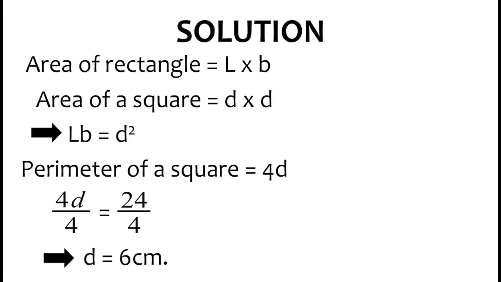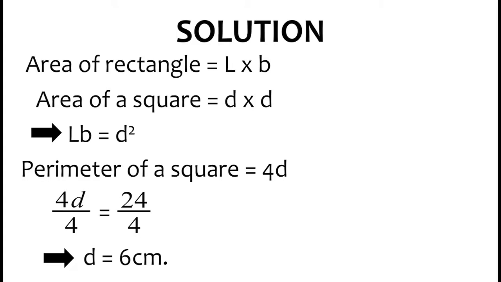You can recall that the formula for calculating the perimeter of the square is 4d. So by this, we now have 4d equals 24. We want to know what number d stands for.